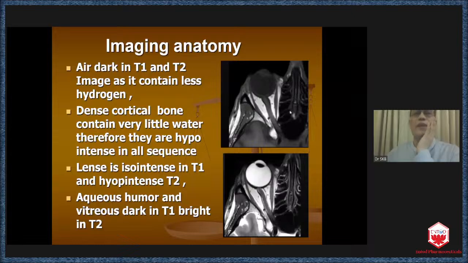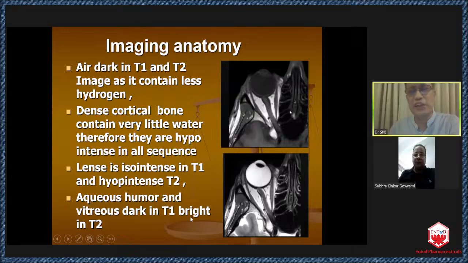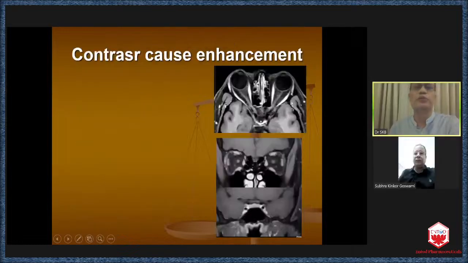These are the images. You have seen the T1 and T2 images. So here in T1 and T2 images, air becomes dark because of less hydrogen. Bone also becomes dark due to little water. Lens is isointense in T1, but hypointense in T2. Most important thing, aqueous humor and vitreous are dark in T1 and bright in T2.